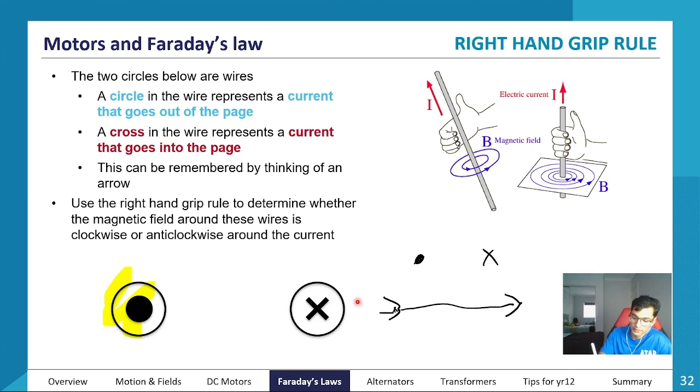So if we were to represent a field diagram using noughts and crosses, we know that on the right-hand side, the field lines are going away from us. So on this side of the wire, the magnetic field is going away from us. So we can write that as x's.